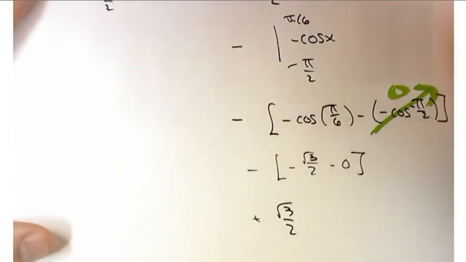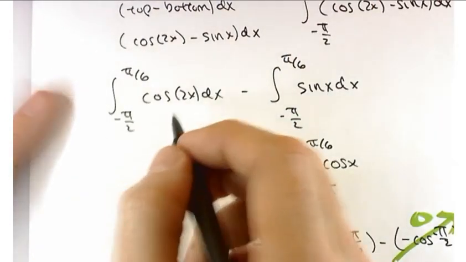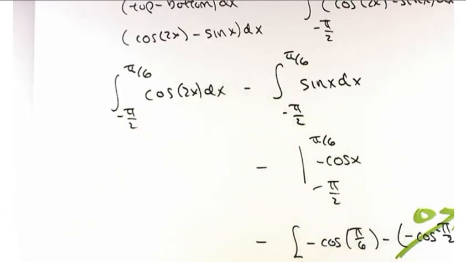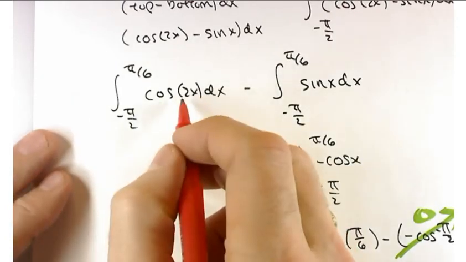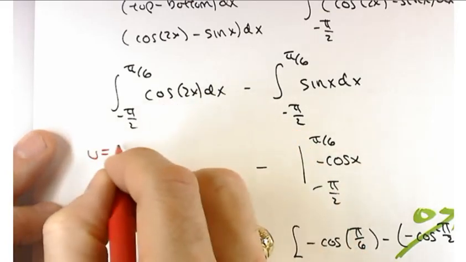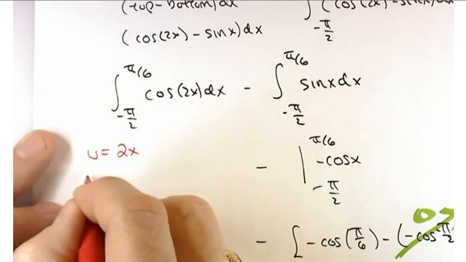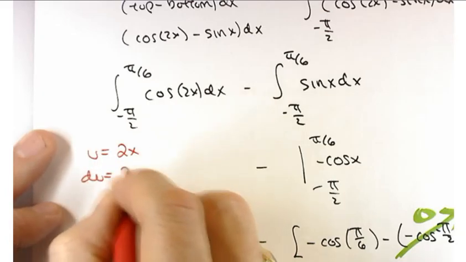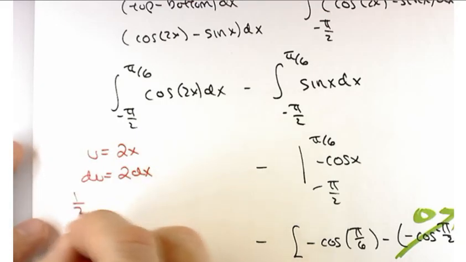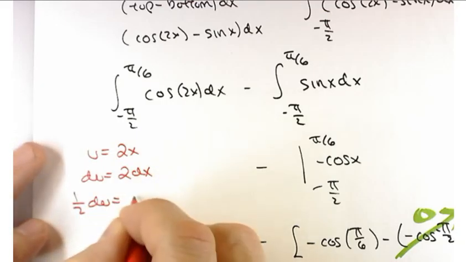Are you okay with the trig one here? This part. As far as this one's concerned, in order to get past the fact that this isn't just the cosine of x, we'll do a u-substitution. u equals 2x. du would be 2 dx. So 1/2 du equals dx.